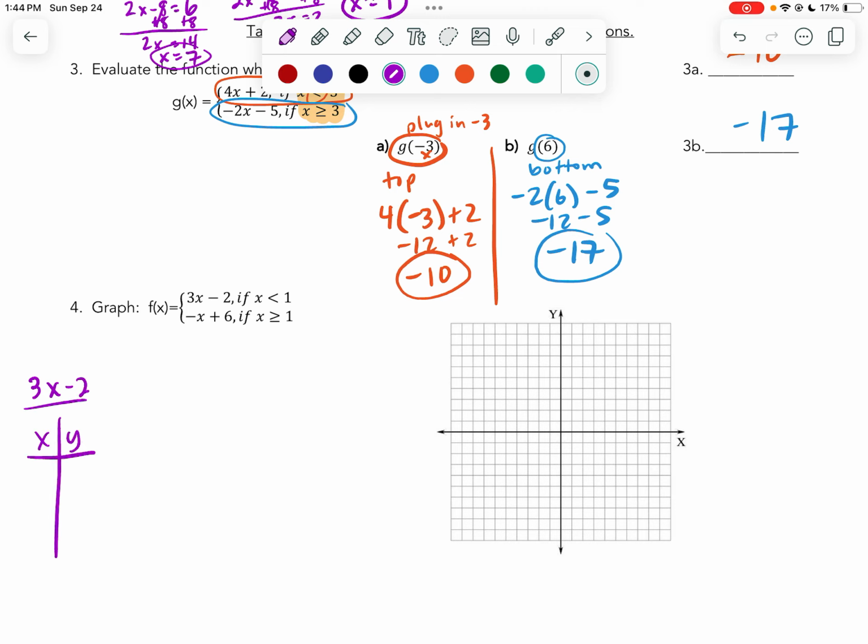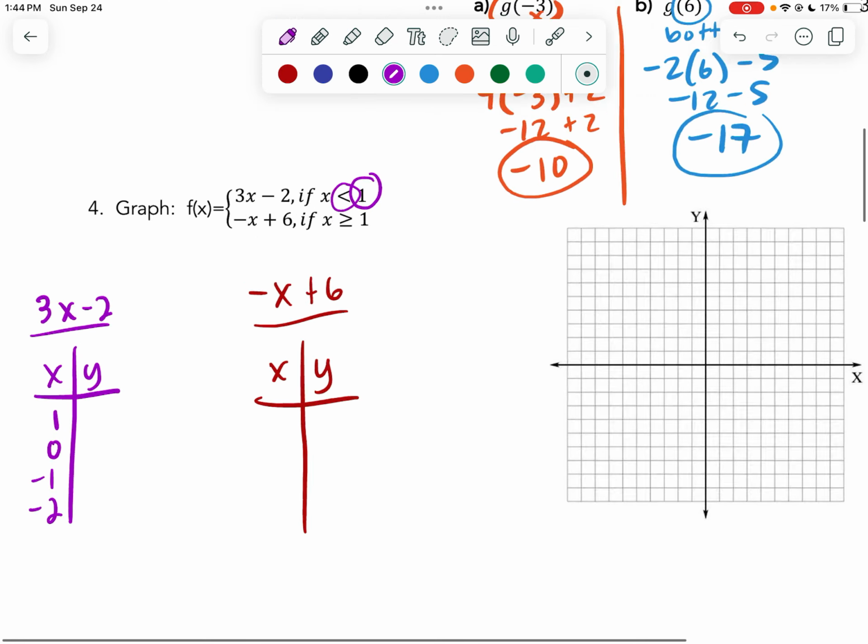As far as piecewise, we did this by making two separate tables. So I have an xy for my top equation, and then I have an xy table for the bottom equation. So we always start with whatever number is in the inequality. So I'm going to start with a 1, and then I want numbers that are less than 1. So like 0, 0 is less than 1, negative 1, negative 2. Okay, and then I'm going to plug those numbers in.